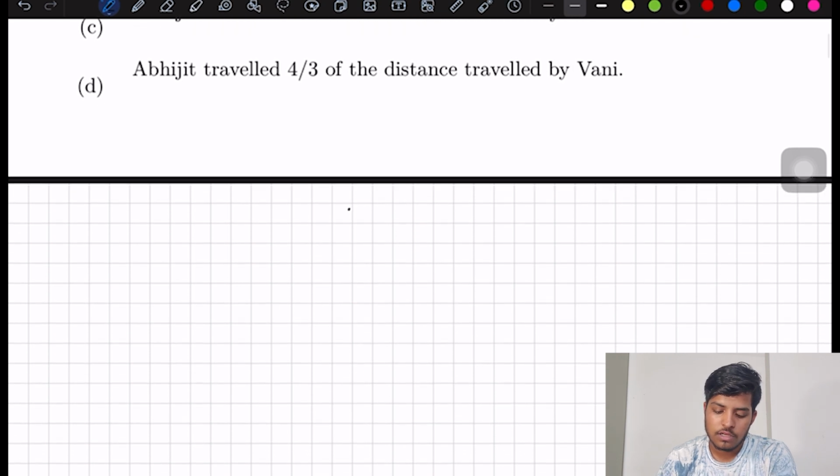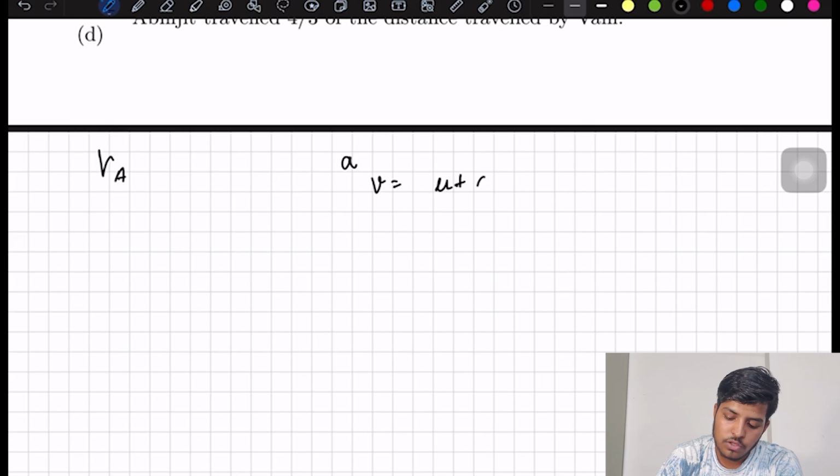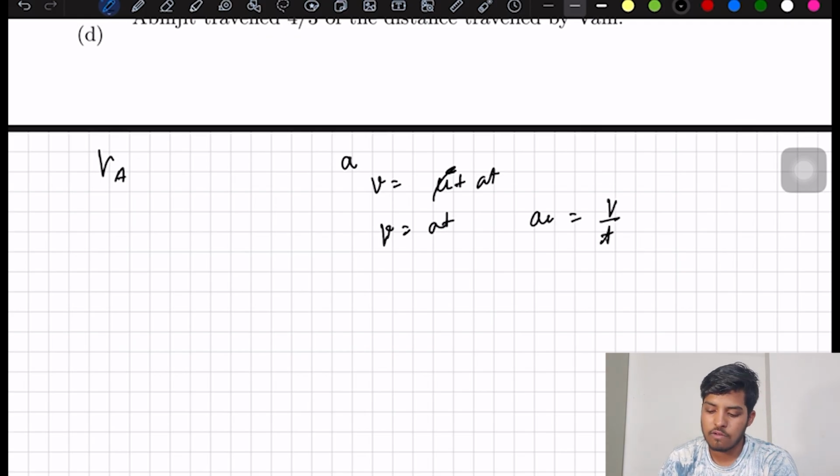So let's start. Let us assume the velocity of Abhijit as VA and acceleration of Vani as A. So the final velocity of Vani would be V equals U plus AT. U is 0 as mentioned, so V equals AT. So acceleration will be V upon T. And in the question it is mentioned that the final velocities of them are the same, so VA equals V also.